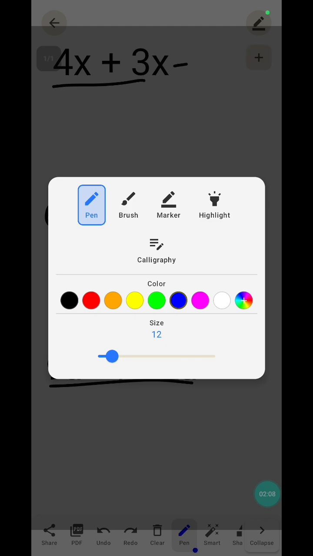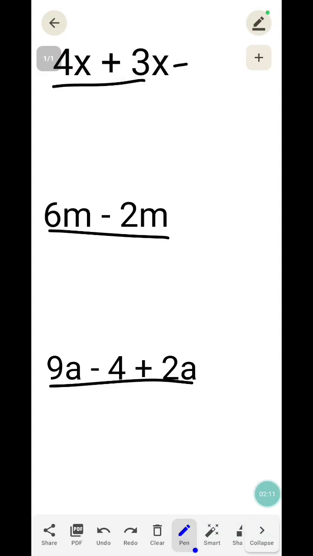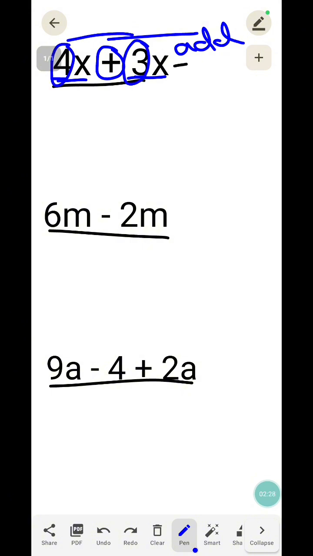Let's change the color to blue. Okay, so 4x plus 3x. The operation that we are going to do is addition. We have to add the expression. But how? We will add the coefficients together, but not the variables. Why? Because variables are not added or subtracted. Only the coefficients play a major role in any operation. So we will add these.